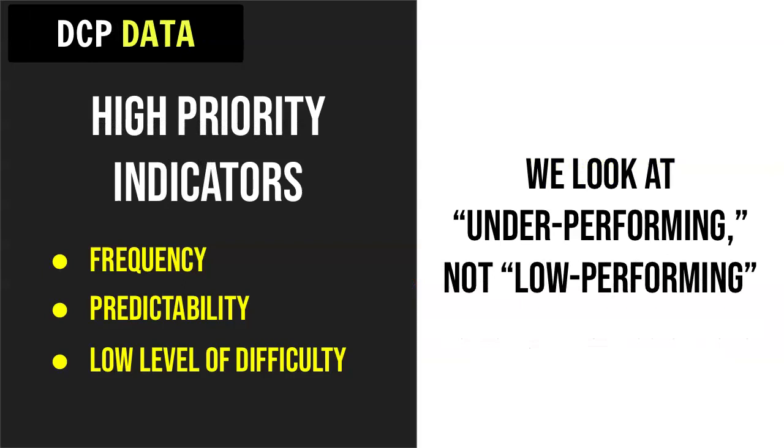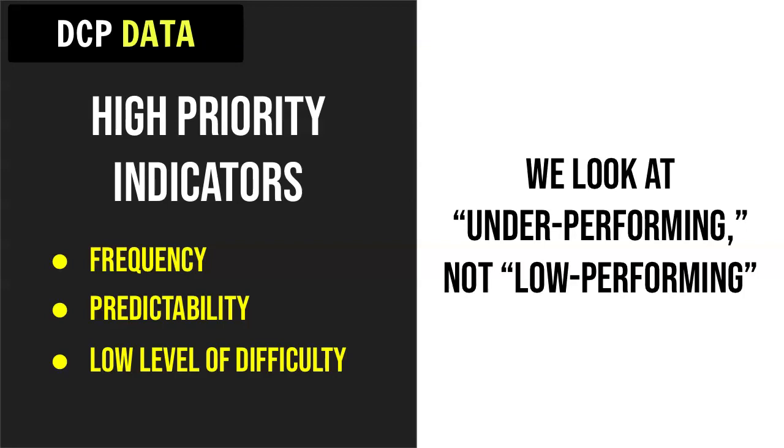So in summary, as we look at district checkpoint data, we want to identify 3 high priority indicators. The first one is frequency, how many times that particular standard has shown up historically on the STAR test. The second would be predictability. Can we reasonably determine how a question might be asked based on how it has been asked in the past? Do we notice any patterns in the question from previous years? And then finally, low level of difficulty, meaning that we can reasonably get a student to mastery on this standard in a short amount of time.